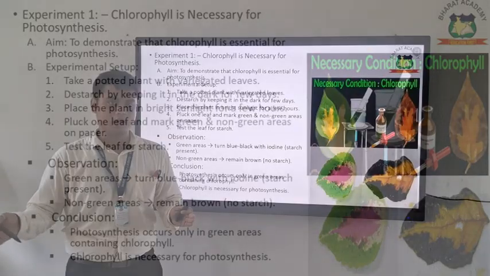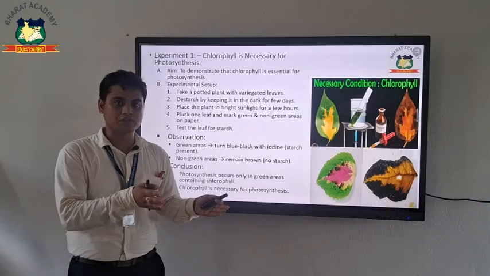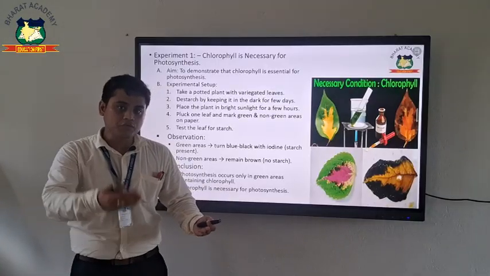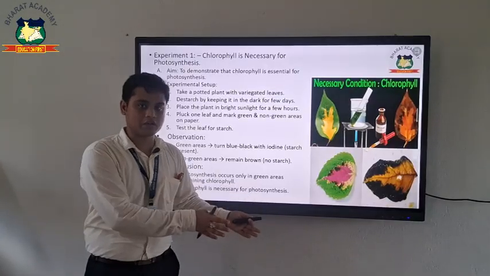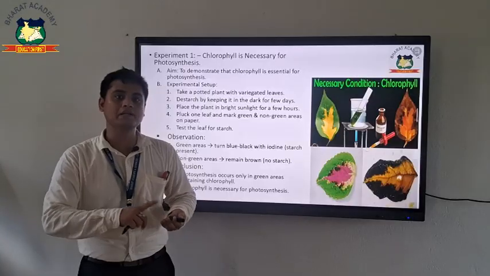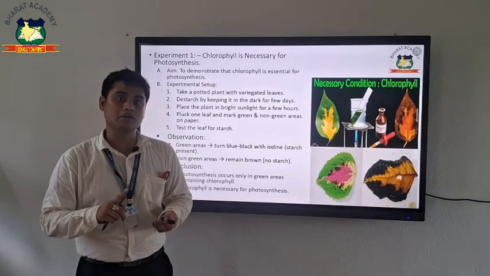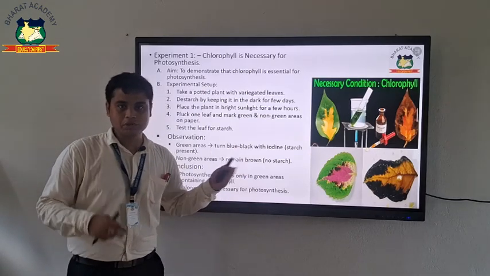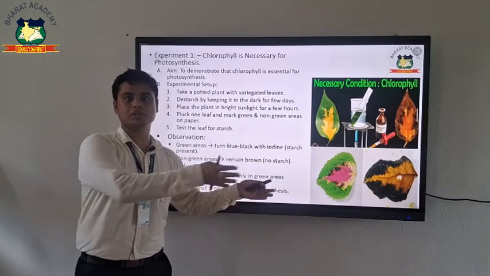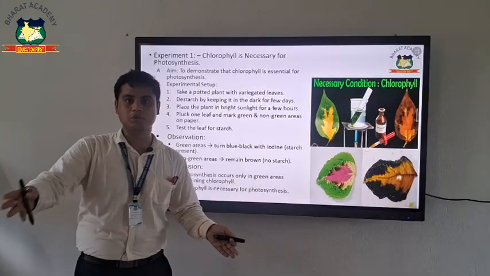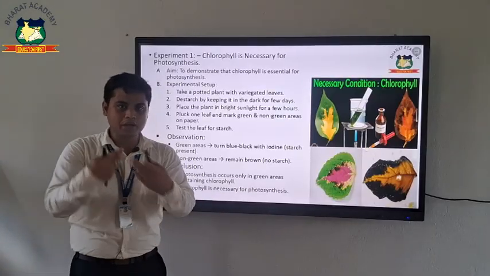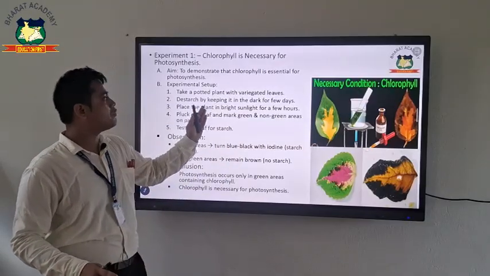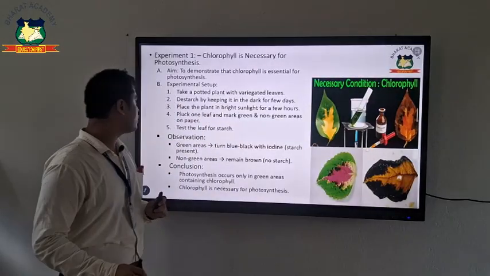yellow in color. Now you know that the green portions, why are the leaves green in color? Because they have chlorophyll. Due to the presence of chlorophyll, they appear as a green color. So the yellow or pale yellow portion lacks the chlorophyll. So we have to prove it experimentally. Because right now we are only saying that the yellow portion lacks chlorophyll and the green portion has chlorophyll. So how can we prove it? By this experiment. In this experiment, take a potted plant with the variegated leaves, what I have discussed right now.